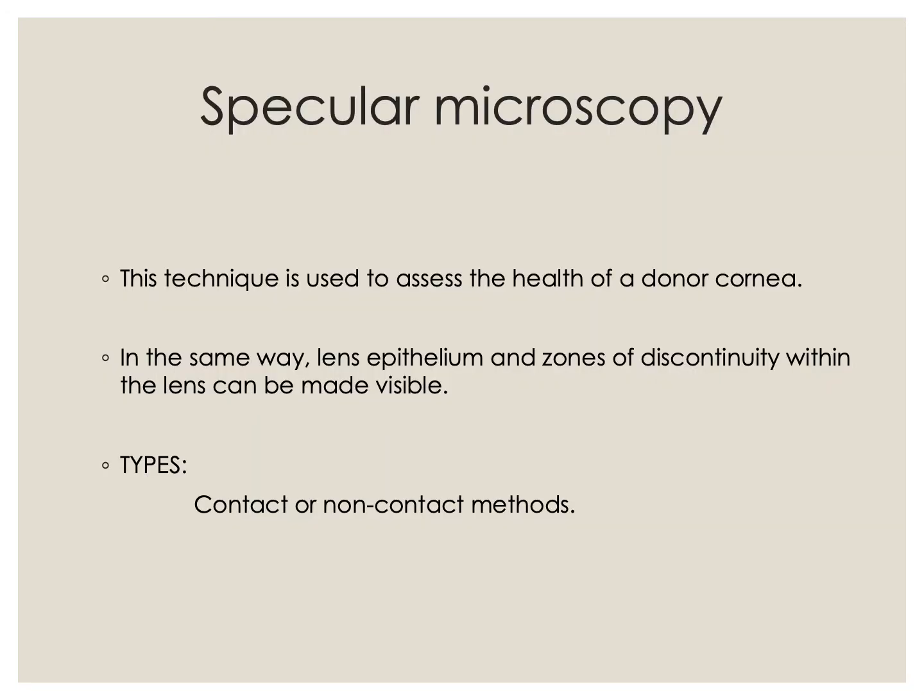Specular microscopy. This technique is used to assess the health of the corneal endothelium, whether in a healthy person or the donor corneal endothelium. In the same way, we can use this technique to assess the lens epithelium and to see if there are zones of discontinuity within the lens using specular microscopy. And we have two different types of specular microscopy: either the contact or the non-contact specular microscopy.